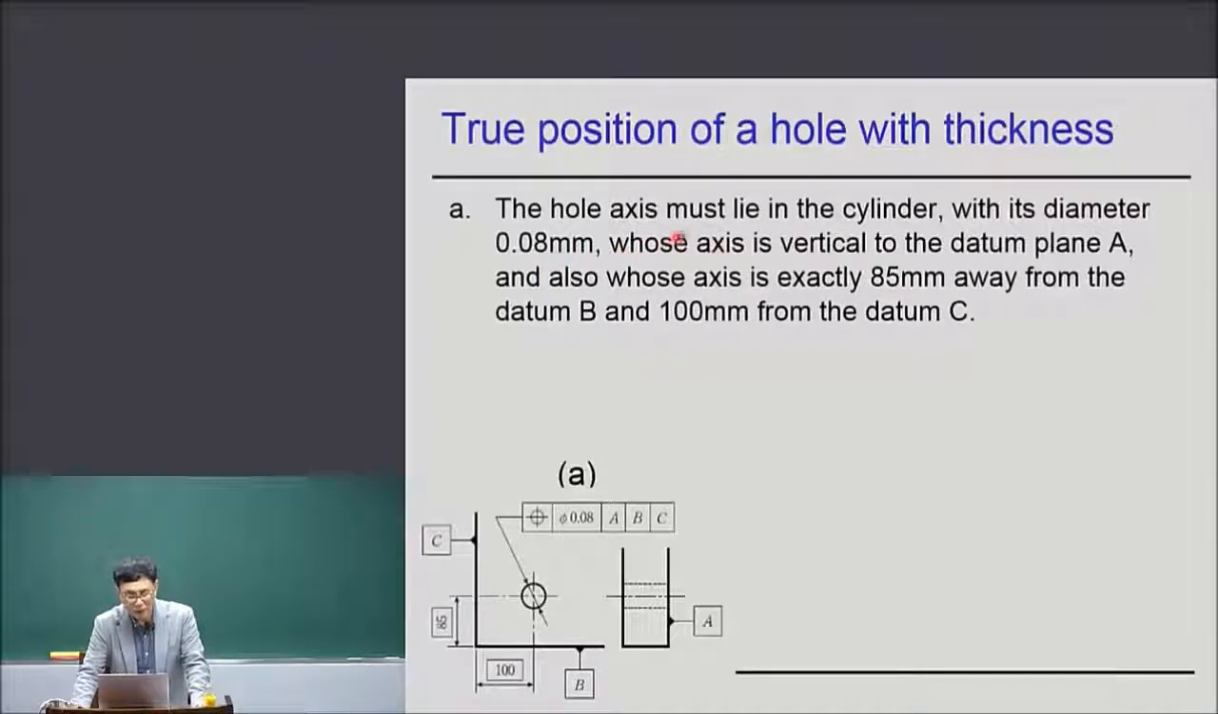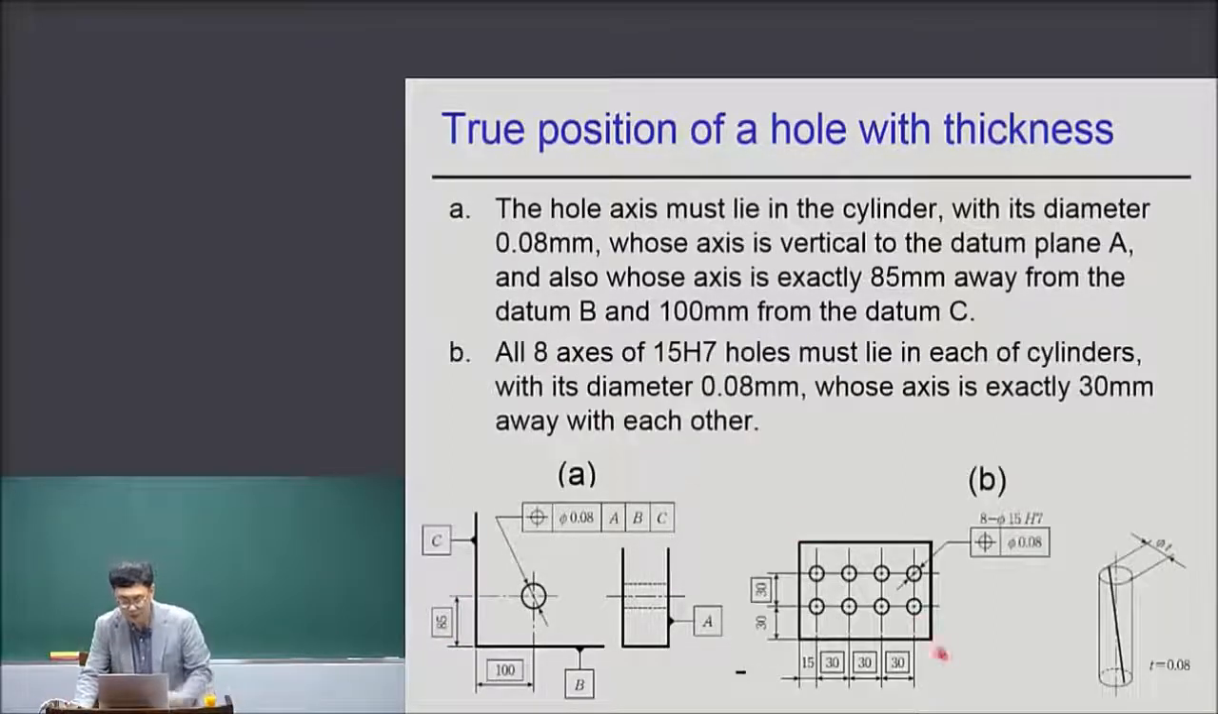and whose axis is vertical to the datum plane A. So whose axis, what axis? Whose axis means the axis of the tolerance zone cylinder, whose axis is vertical to the datum plane A, the bottom plane, and also whose axis is exactly 85 millimeter away from the datum B and 100 millimeter from the datum C. 185 true position, right? Okay.